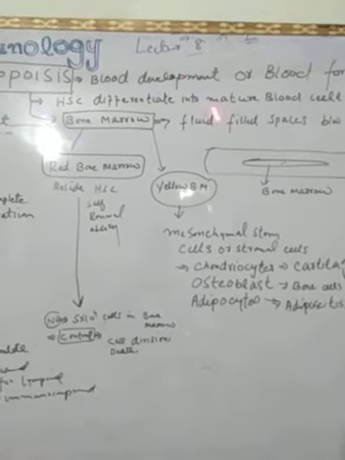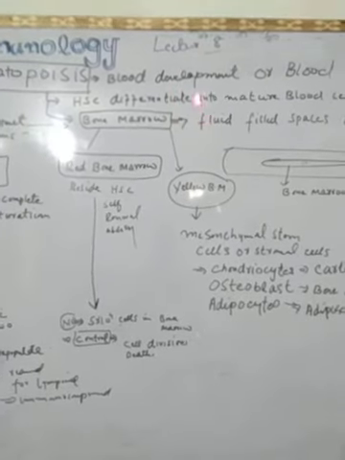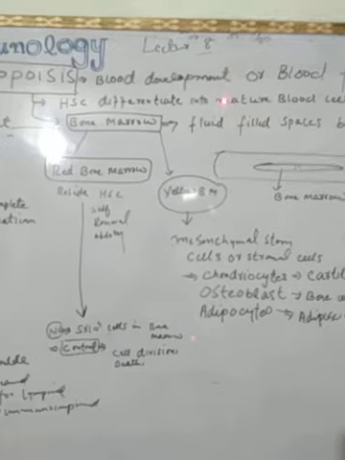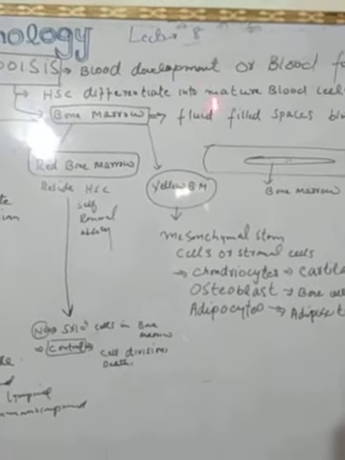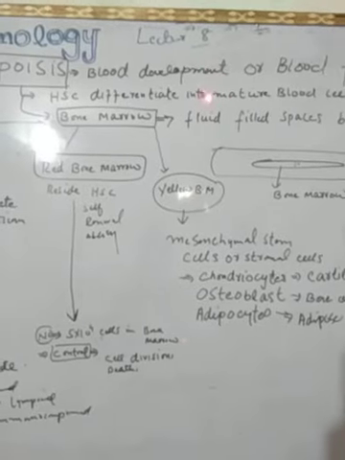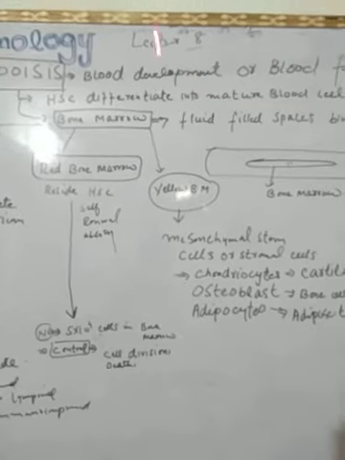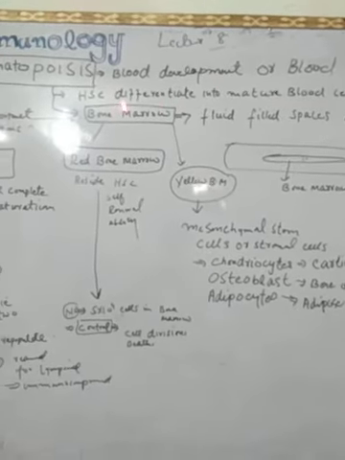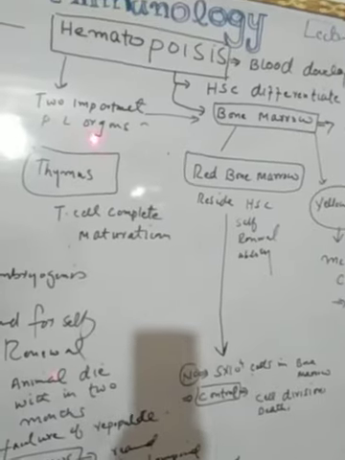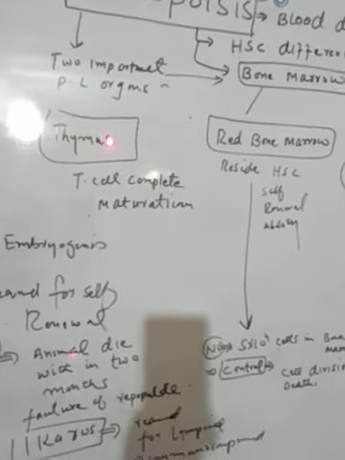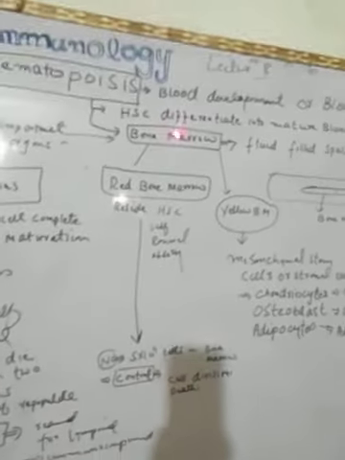Now the question arises: where does hematopoiesis occur? The very important question is where the hematopoietic stem cell resides, and in which organ of the body hematopoiesis occurs. The simple answer is that we have two primary lymphoid organs. One is the thymus, where T cells complete their maturation, and the other is the bone marrow.